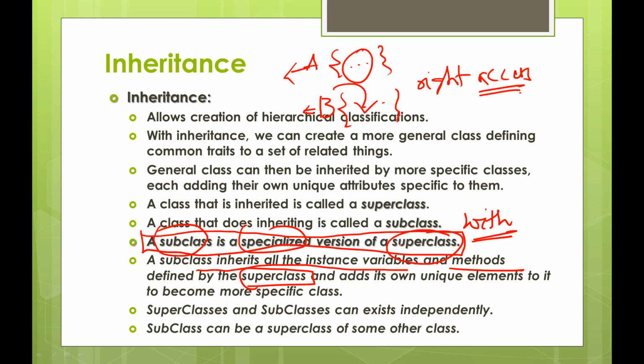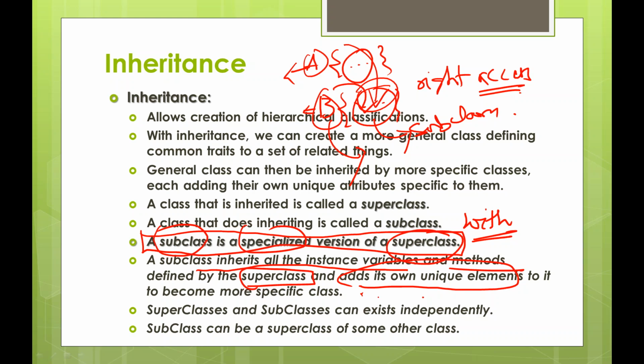Okay, you have write access. Not only that, when you inherit A in B, whatever definitions you have in A will be visible or included here. You can also define your own instance variables or methods inside the subclass, which are specific to this particular subclass. That is what it says: it adds its own unique elements or attributes to become a more specific class.